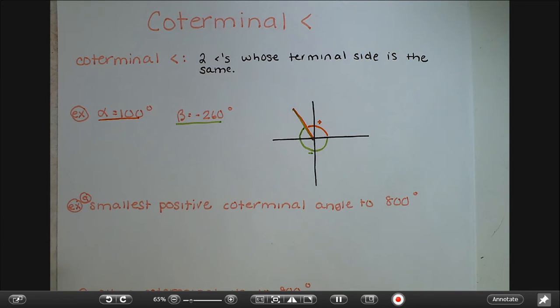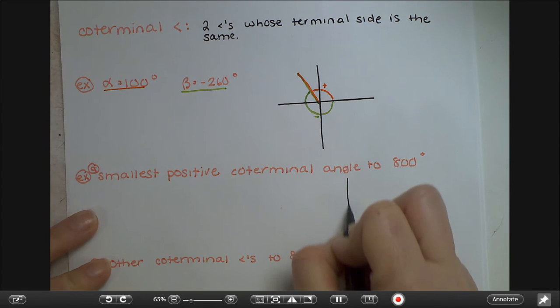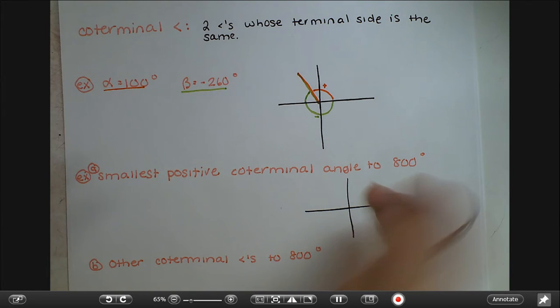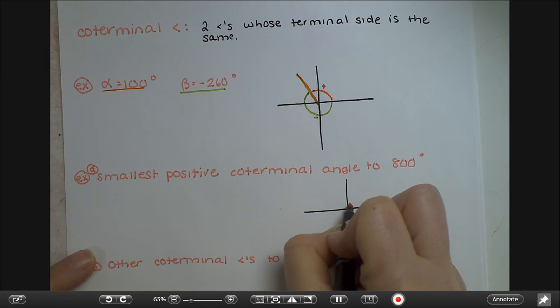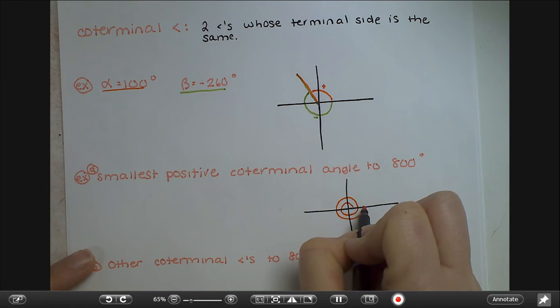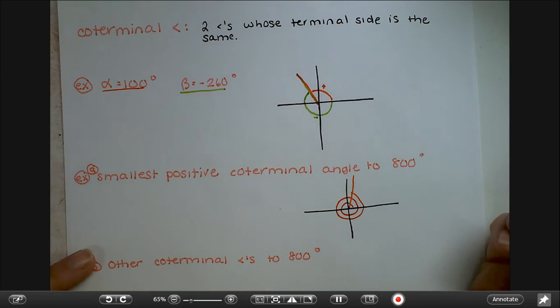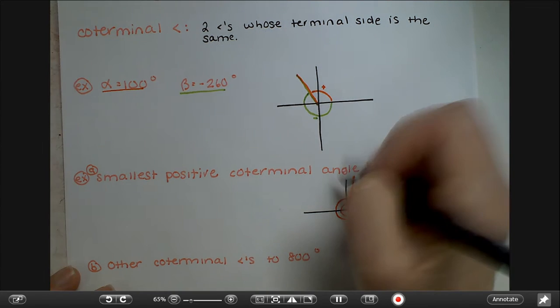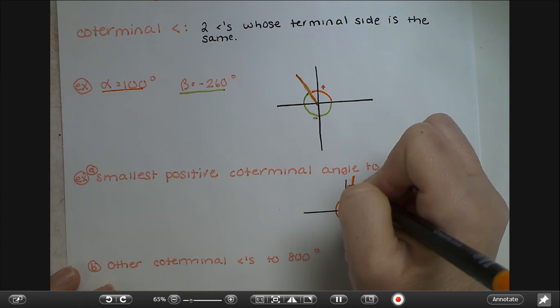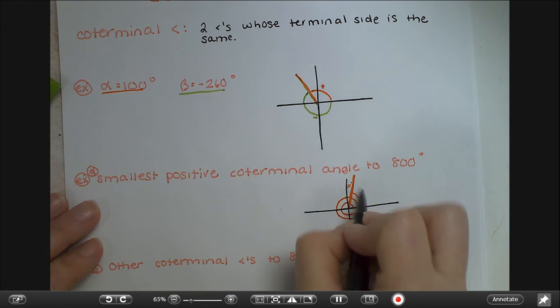Now, this is an example of smallest possible coterminal angles. If we're going to look at the angle 800 degrees, let's look at what that would look like. It's positive 800, so we're going to go 360, 720, and then we need another 80 degrees. So that would be about right there. So a small coterminal angle, I'm going to write the 10 right here. The smallest possible angle would be this piece right here.